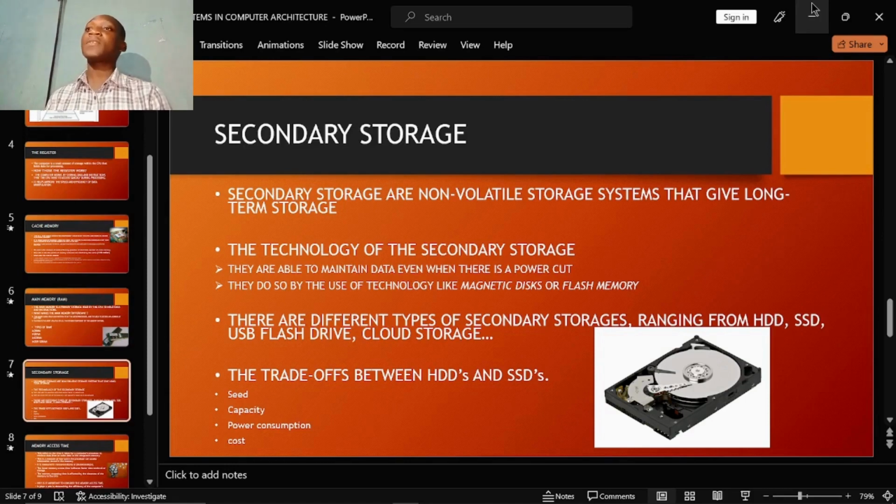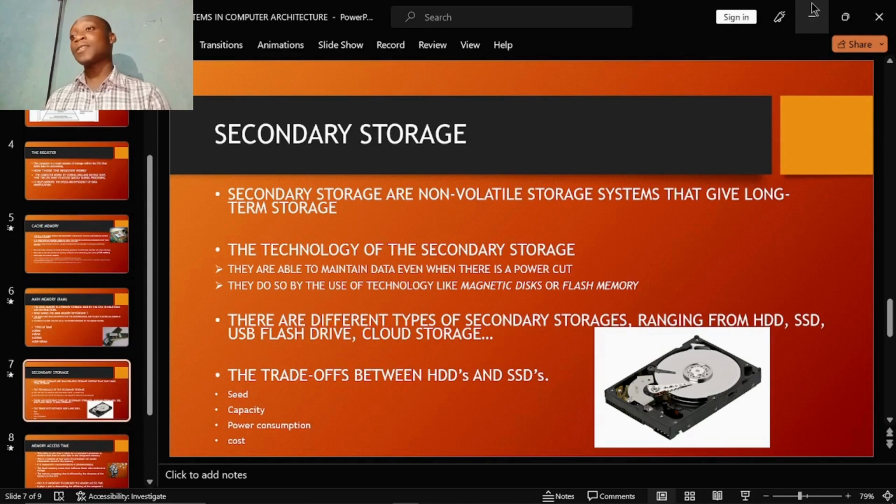There are different types of secondary storage media, ranging from the hard disk drive, solid state drive, the USB flash drive, and then the cloud storage. Because of time, we'll consider only the trade-off between the hard disk drive and the solid state drive. The first is the speed.